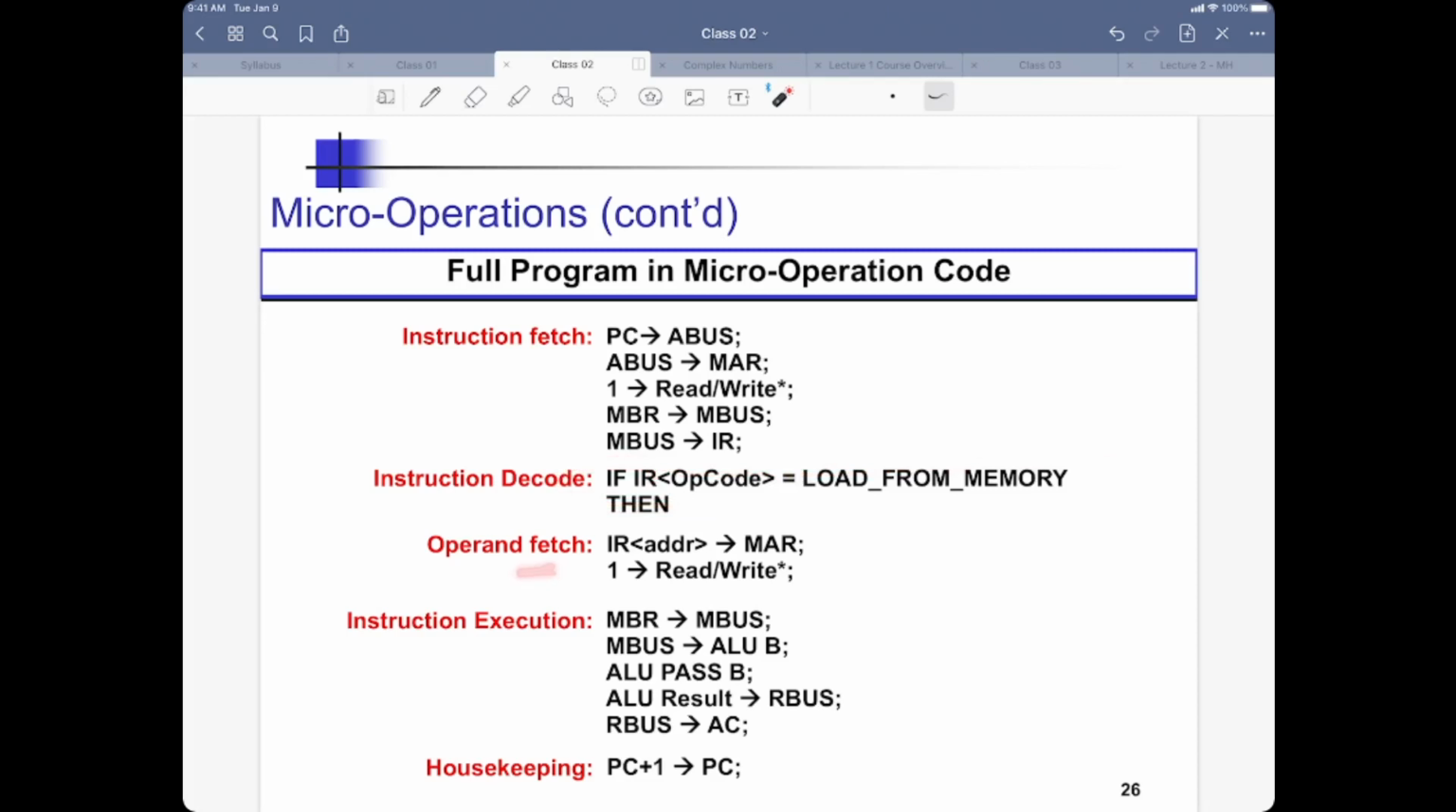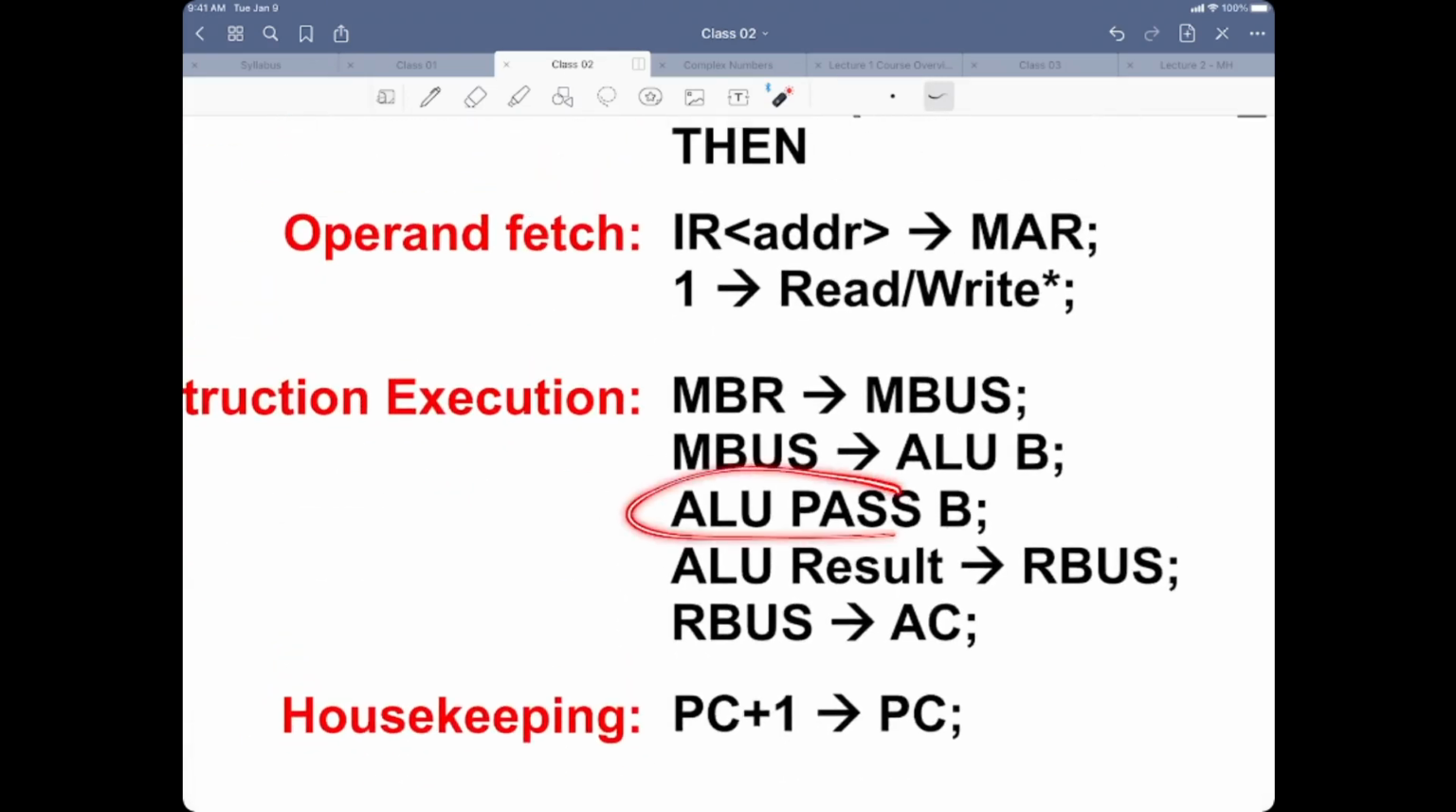Operand fetch, we are explicitly saying that we need to make that particular read one so that we can do the memory read. And then you have all the other things. Here you see ALU pass B. That's exactly how you write that. After you move the memory contents through the load path into the ALU B side, you do that ALU pass, which means don't do anything to that number, just pass that to the result side. So ALU pass B is what we use for load accumulator.